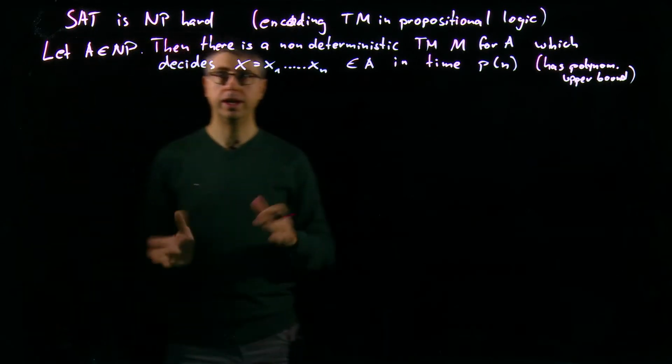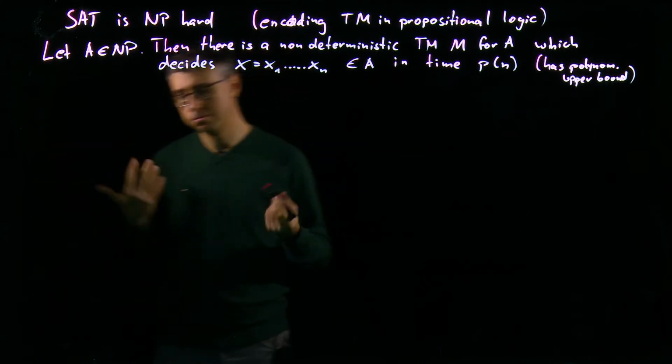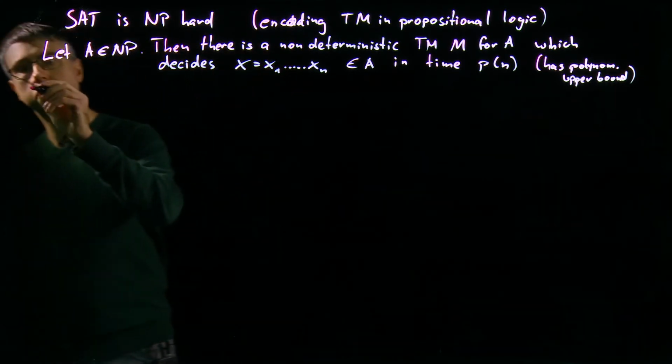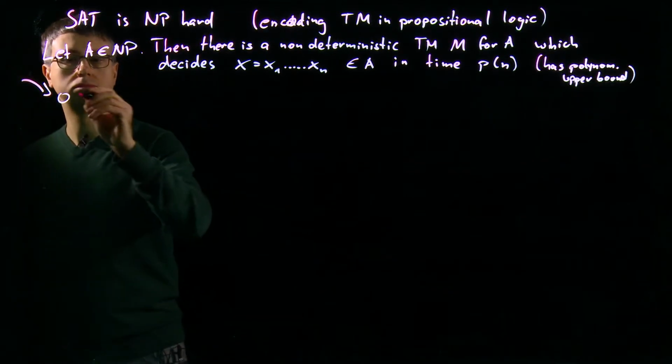If we take a problem that's in NP, there must be a Turing machine that actually decides it. So how does it work? We have a Turing machine. What do we know about the Turing machine? This Turing machine has some states.